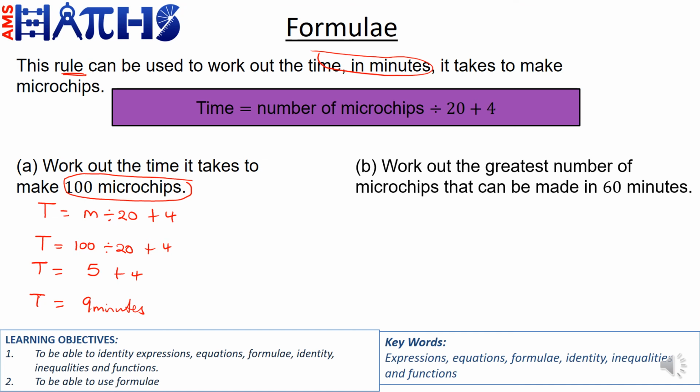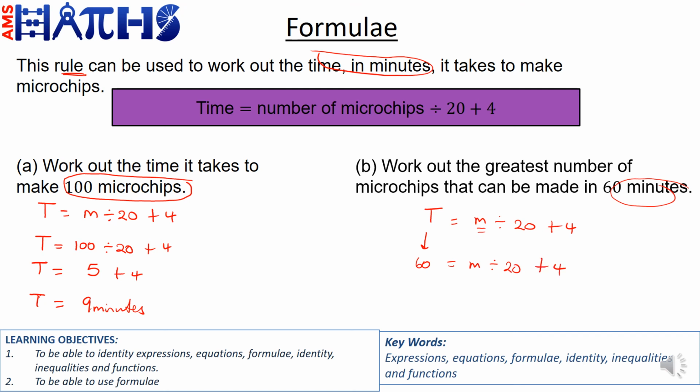Part B, we have work out the greatest number of microchips that can be made in 60 minutes. So I'm going to write my formula again. T is equal to M for the number of microchips divided by 20 plus 4. This time we are working out the number of microchips. So we have 60 minutes. So replace T with 60. M remains the same. That's our job to find out what M is going to be. Divided by 20 plus 4.